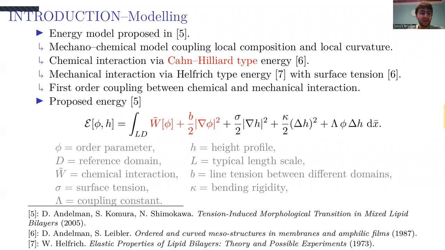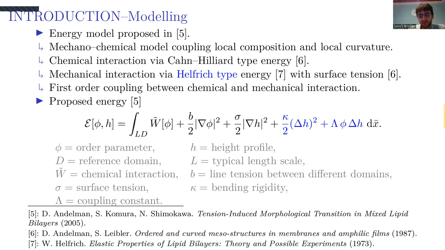Then we have a mechanical interaction, and we model this by a Helfrich type energy, which you can see here in blue. And you can basically think of the membrane as a height profile h. And the Laplace of h is a first order approximation of the curvature of this membrane. And this Helfrich type energy comes in through this Laplace squared and the coupling between phi and h.